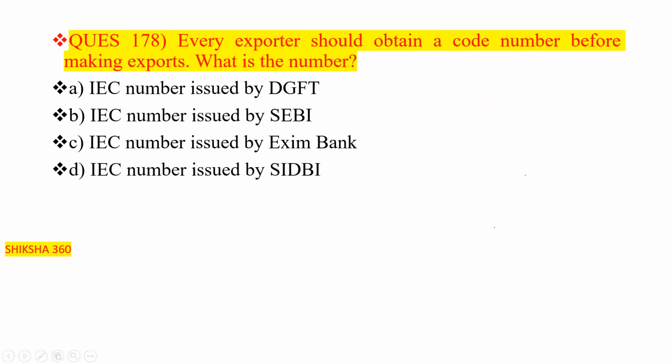Now move to the next question. Every exporter should obtain a code number before making exports. So what is that number? If you are doing export, you will require a number, that is the IEC number. In all the options, IEC is mentioned. IEC is the Importer Exporter Code. Please remember, sometimes we write import export, but it is Importer Exporter Code.